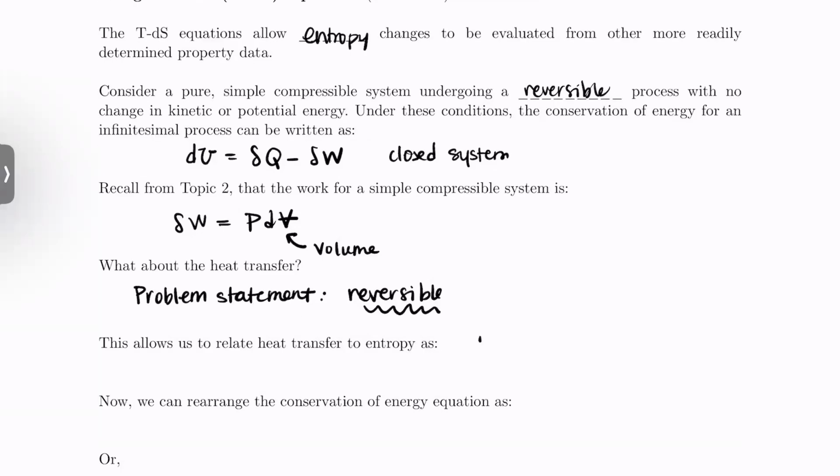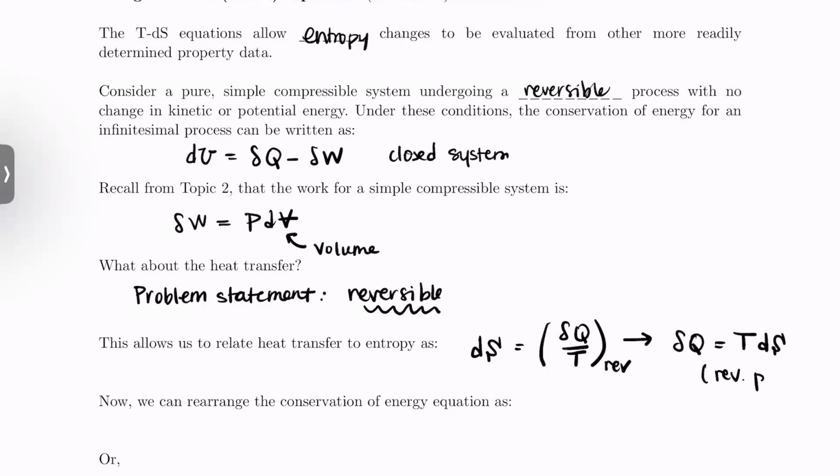So we can say ds is equal to delta Q over T. And remember, this is for a reversible process. And so I can rewrite this slightly as the following. So I have my differential amount of heat transfer is equal to T times the differential amount of entropy change. And again, this is only for reversible processes.